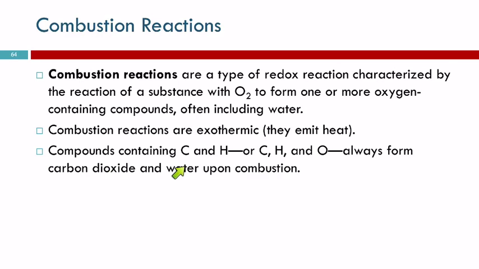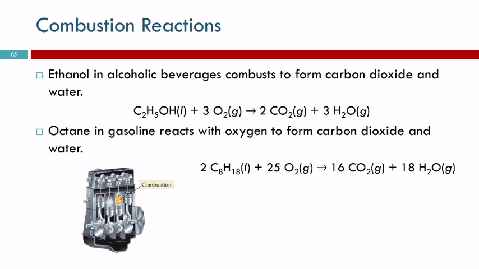When we have compounds that contain just carbon and hydrogen, or carbon, hydrogen, and oxygen, they're always going to form the same two products, carbon dioxide and water, when they combust. So, ethanol. Ethanol is the alcohol in alcoholic beverages. That can combust to form carbon dioxide and water. The octane in gasoline reacts. Here's octane, C8H18. This reacts with oxygen to form carbon dioxide and water.